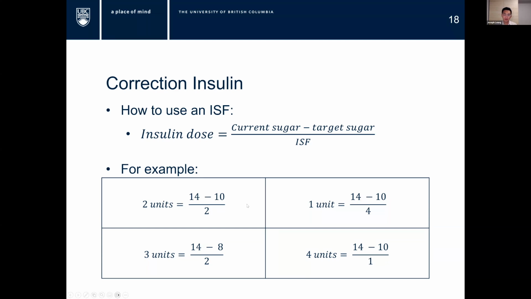And likewise, if we go up on the ISF, we are making it weaker, which means they're going to get less insulin. And the same goes for carb ratio. If the carb ratio is a higher number, it means that they're going to get less insulin. And when the carb ratio is a lower number, they're going to get more insulin.